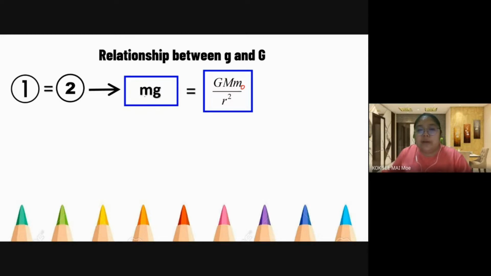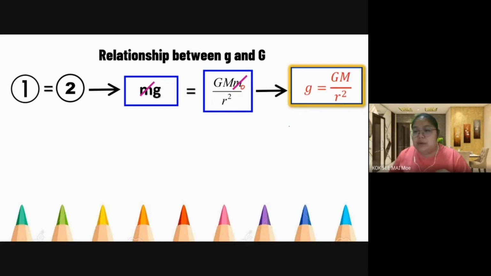So from here we can cancel the small m. The small m on this side measures the weight of the small object, and this one is also the small object's mass. So after that we cancel the m. Then I can create the relationship between small g and also capital G. But capital G, you know, is a constant value.